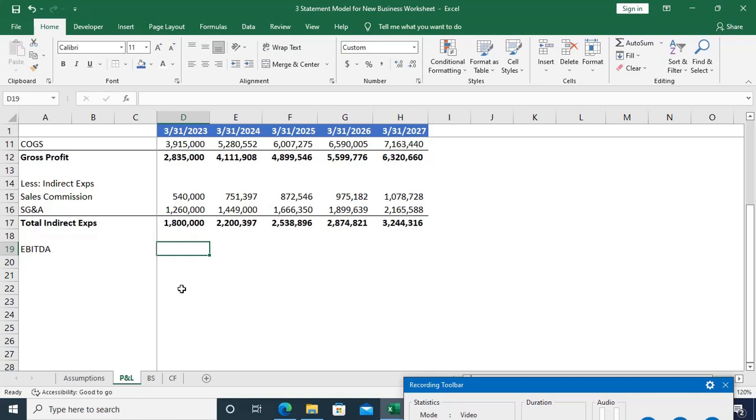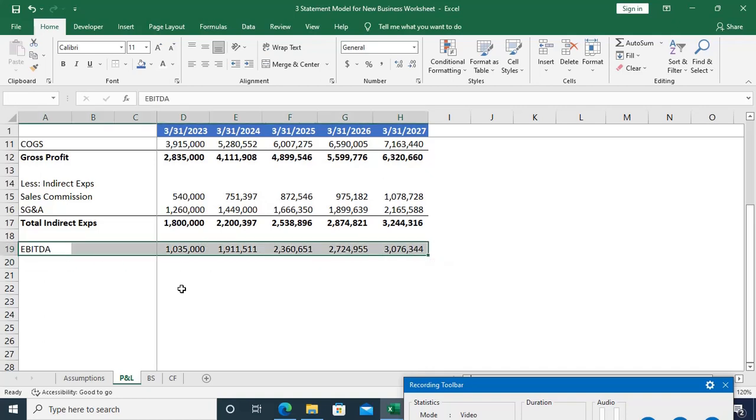What should we minus? We have total indirect expenses. So if we just deduct it from the gross profit, we will get the EBITDA. Very simple. I think you have got it 100% correct by yourself. So that is going to be our EBITDA. EBITDA we have got. This is a very important thing, so definitely you have to put it in bold. Alt H B P.